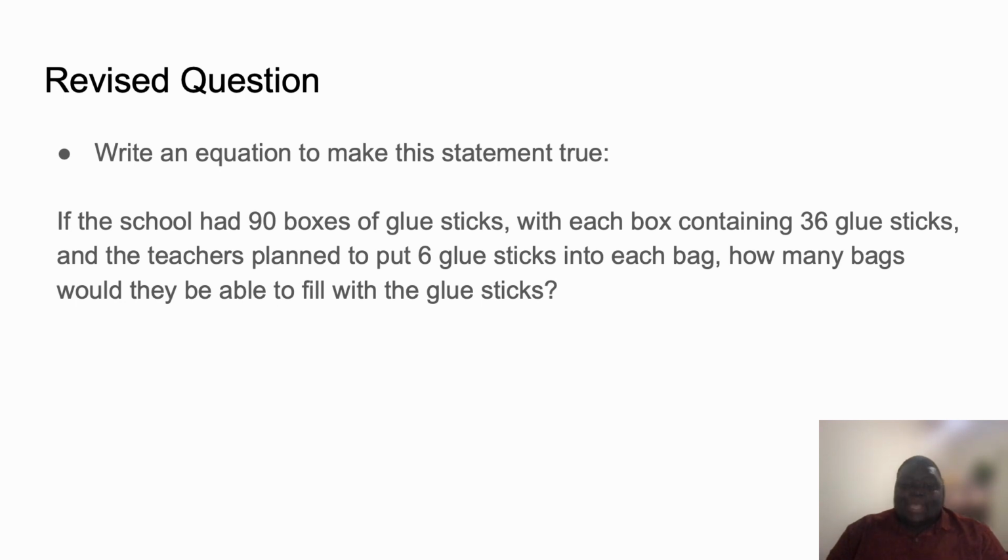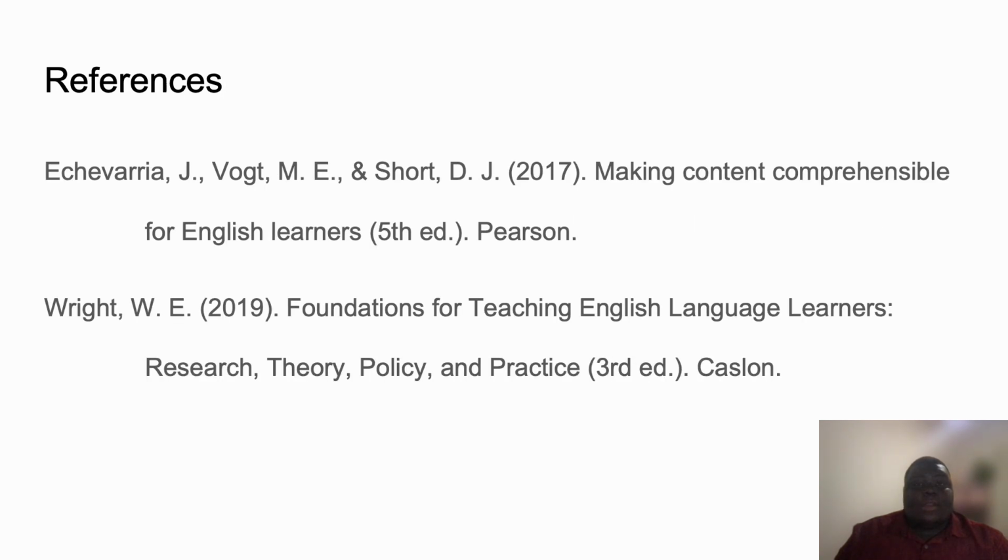I believe this would be a much more modified question for an intermediate or beginner EB. That way they can understand, I have 90 boxes and I need to multiply it by 36 because there are 36 glue sticks in each box, but I also want to divide it by 6 at the end. That gives EBs the option to understand, and it gives them an easier way to draw the picture, because you'll see on their STAAR test, they draw a picture to help them understand. And so that will be my revised question to answer question 3.